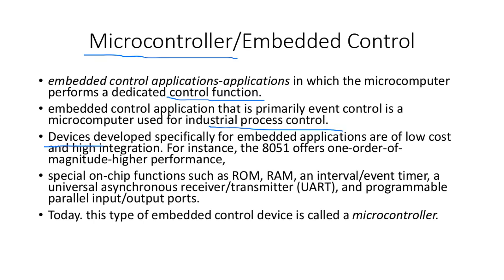Devices developed specifically for embedded applications are of low cost and high integration. Normally, the Arduino is very cheap now, 300 real, 200 real, something like that. So it's very cheap, but we can use it for certain types of applications, to perform some project operations. For instance, 8051 offers one order of magnitude higher performance. It has very good performance, especially on-chip functions such as ROM, RAM, and many things in one board.